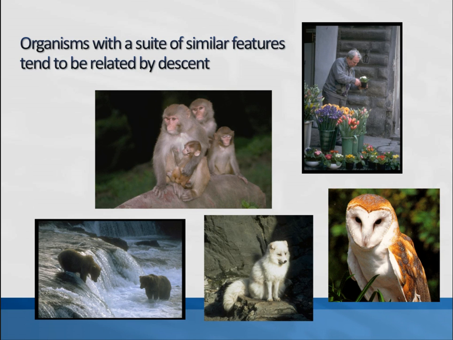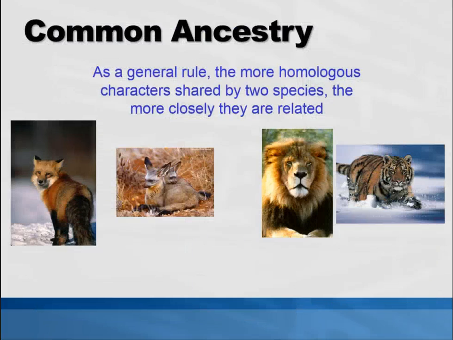Okay, so when we start looking at this idea of common ancestry, you can sum it up by saying that as a general rule, the more homologous characters that are shared by two species, the more closely related they are. So the lion shares a lot more traits with the tiger than it does with the foxes, but the foxes share more traits with each other than they share with the cats. And so even though all four of these animals are related, these are more closely related, and these are more closely related to each other.